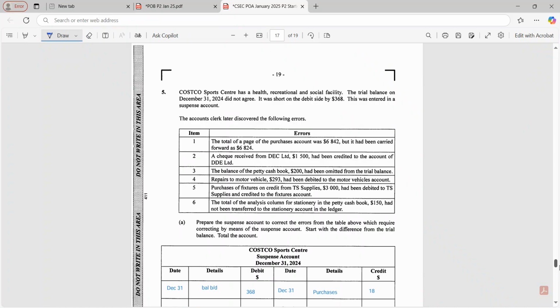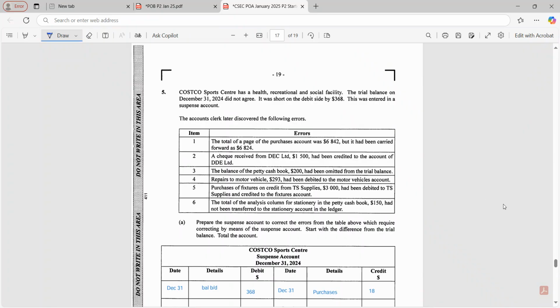And finally, we're at our last question, which is number 5. It says Costco Sports Center has a health, recreational, and social facility. The trial balance on December 31, 2024 did not agree. It was short on the debit side by 368. This was entered in a suspense account. The account's clerk later discovered the following errors.